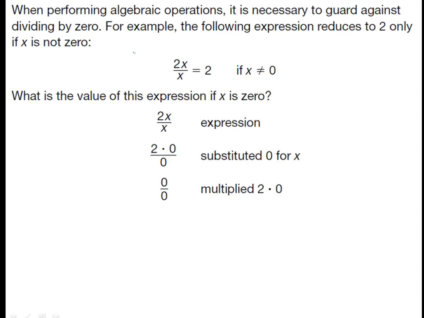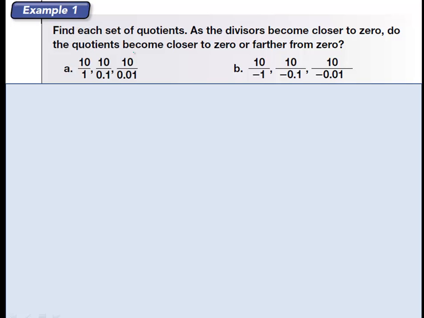No new vocabulary. Okay, so if we're looking at 2x over x equals 2, x cannot equal 0. And the reason why is because it just doesn't work. If we substitute the 0 for x, then 2 times 0 equals 0, and then we can no longer divide because of the 0 in the bottom. So we can't divide by 0, so that doesn't work. We're unable to do that. It only works if x is not 0.